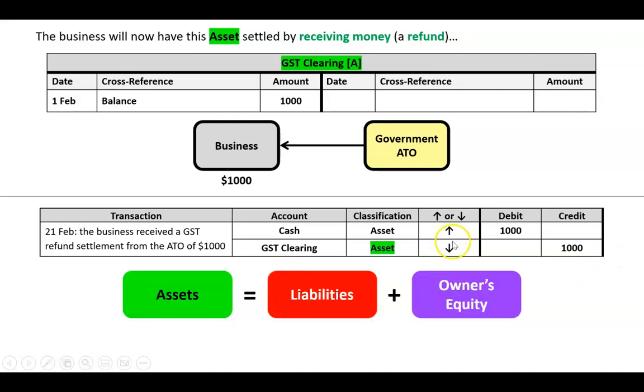So let's just check that balances in the accounting equation here. So first thing is I've got one asset going up for $1,000 called cash. And then I've got GST clearing, which in this case is an asset as well. Not always, but in this case it is. That's going down 1,000.